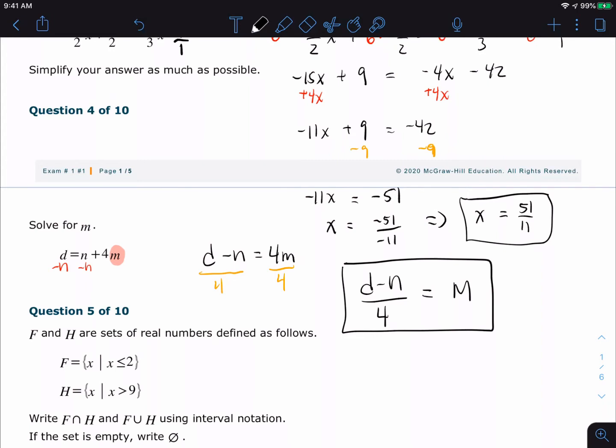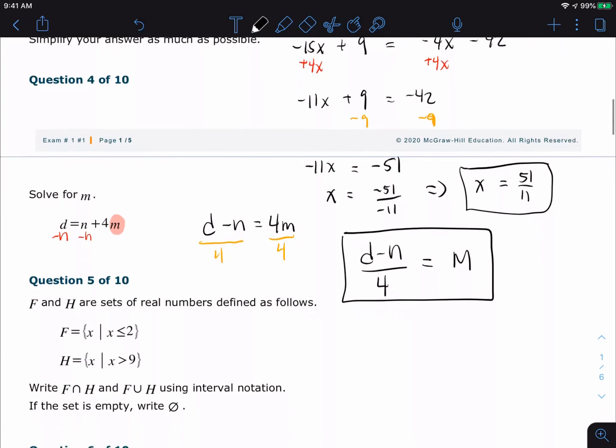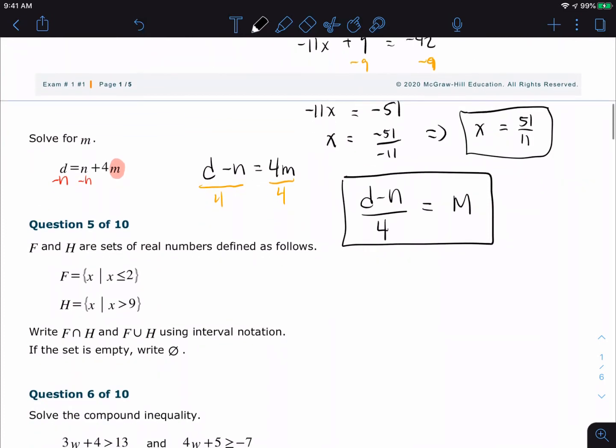Hopefully that helps. All right, this next problem, now it's sets, right? So it's telling me x is less than or equal to 2 for f, and then for h, x is greater than or equal to 9. So I'm going to do 2 graphs for you, okay?